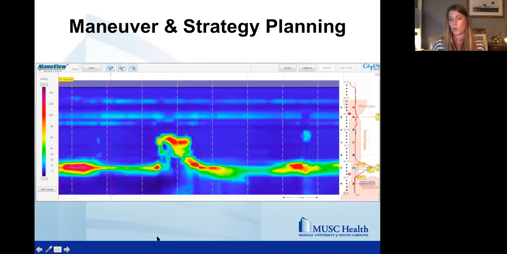So that's just a very quick way to pass a catheter on a patient and try a couple of different procedures without fluoro, to be able to see what is going to really maximize the patient's contractility for swallowing and that pressure drive.